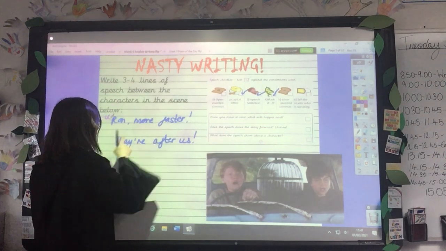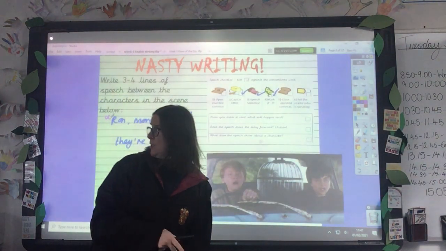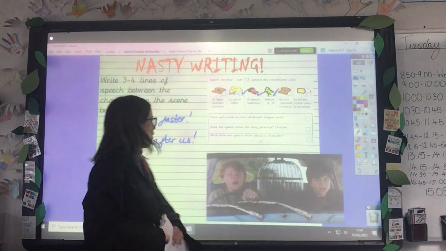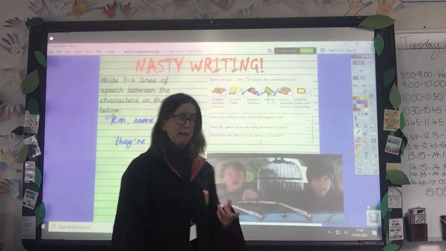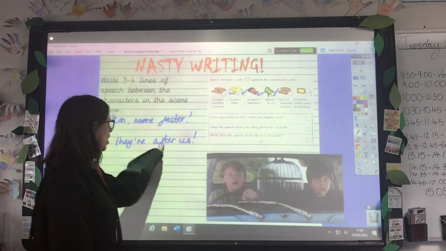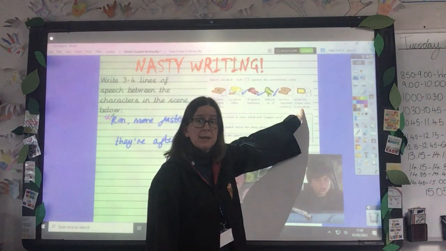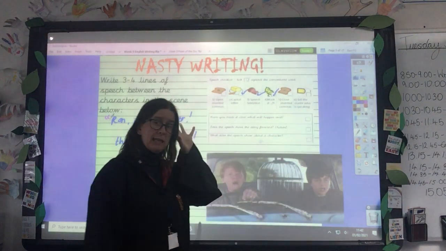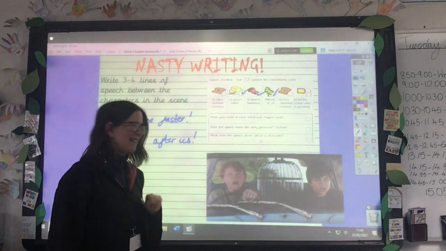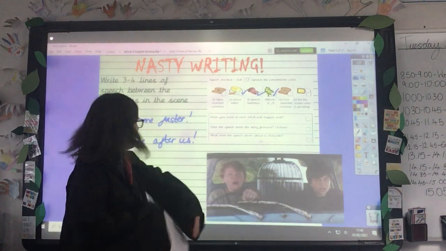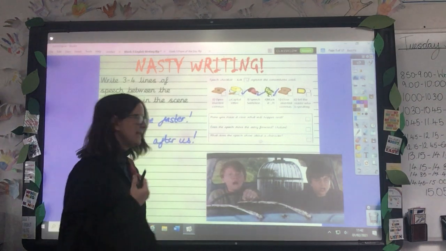I could have "Ron, move faster, they're after us," screamed Harry as he looked over his shoulder in terror. Or I could say, Harry screamed as he looked over his shoulder in terror, "Ron, move faster, they're after us." So I could have the reporting clause, the bit that tells the reader who's speaking, at the beginning or at the end. But you know what? I'm not going to put it at the beginning or the end. I'm going to put it in the middle. So I'm going to have 2 bits of speech and tell the reader who's speaking in the middle.